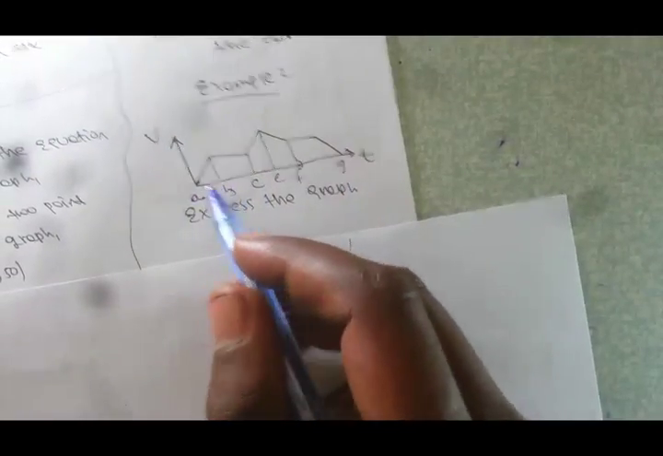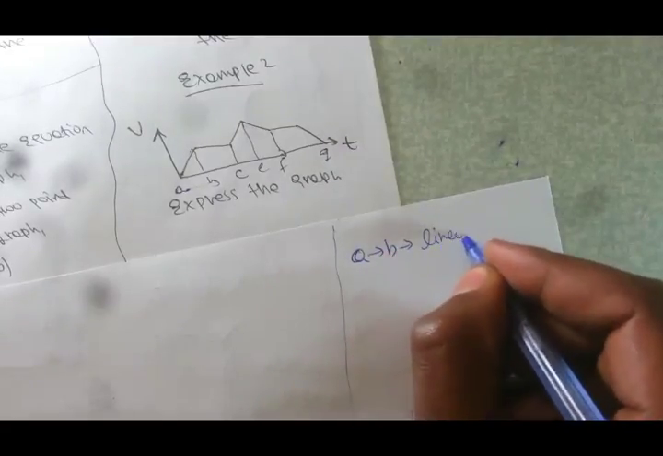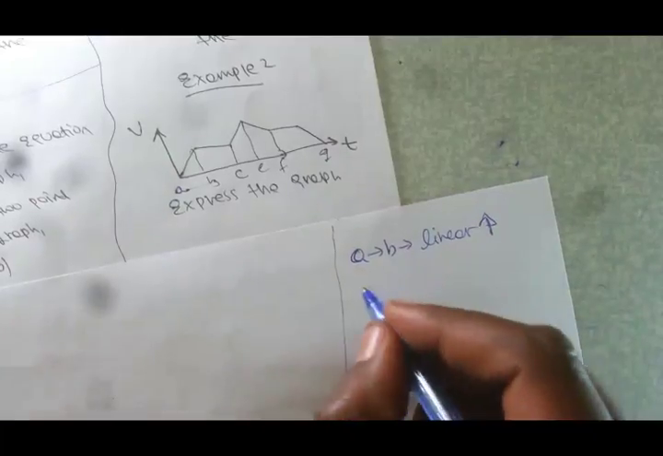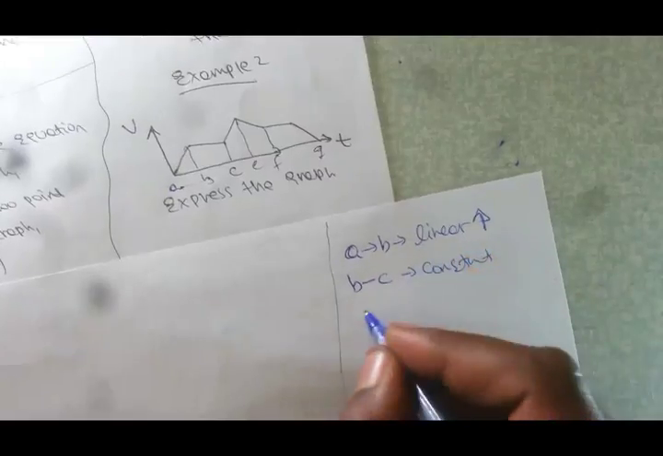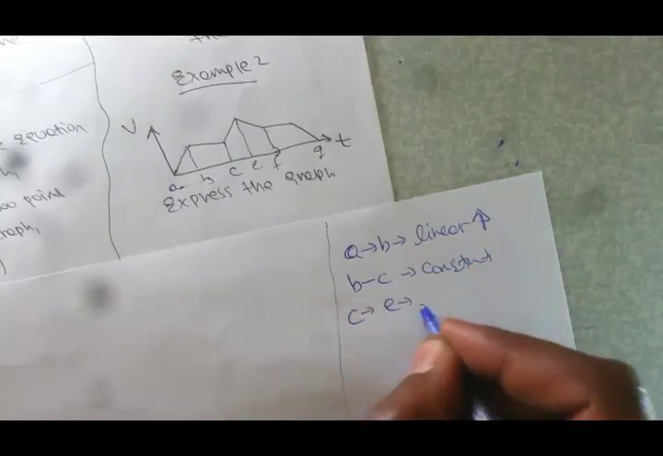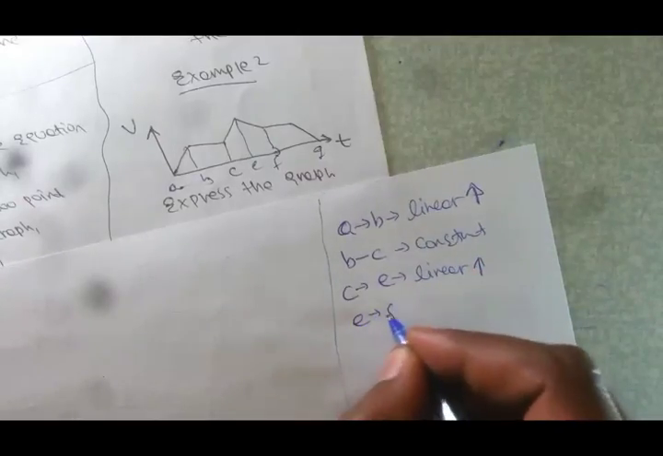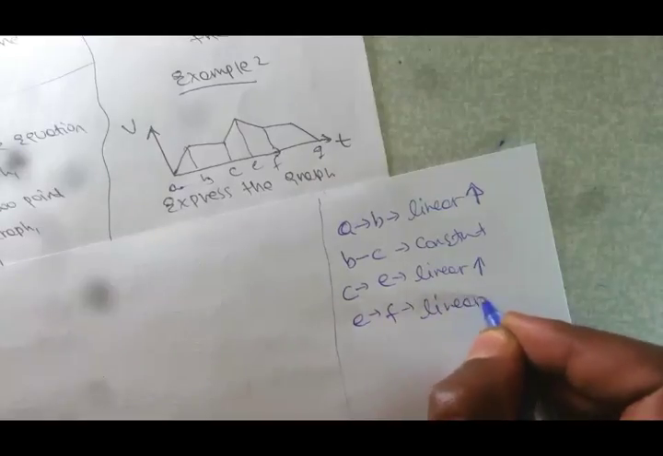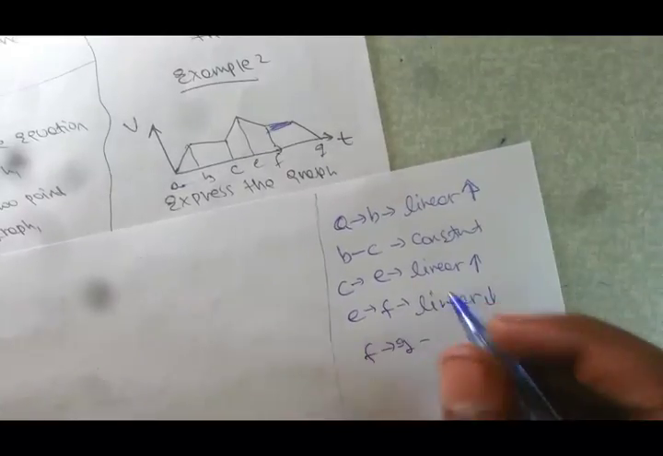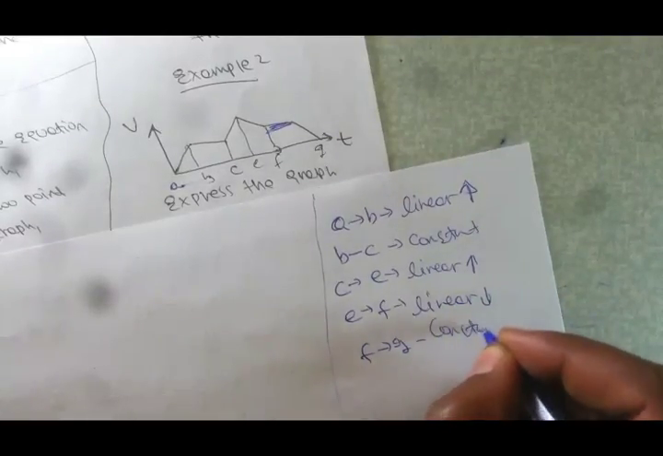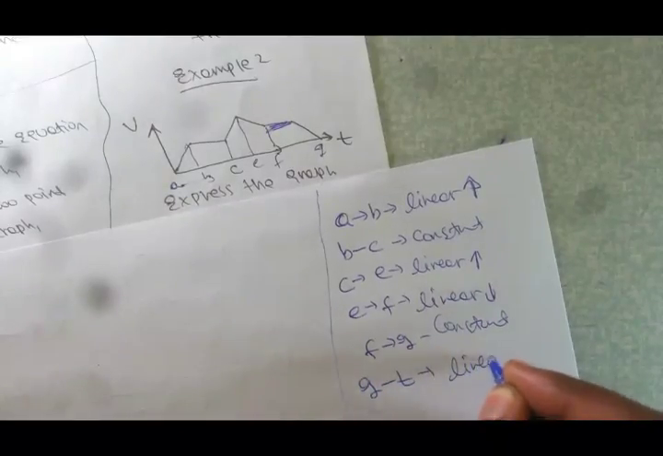Example 2 is given the graph and you are required to express the graph from A to B. From A to B there is a linear increase. From B to C there is a constant, and from C to E a linear increase. From E to F is a linear decrease. From F to G constant, and from G to H a linear decrease.